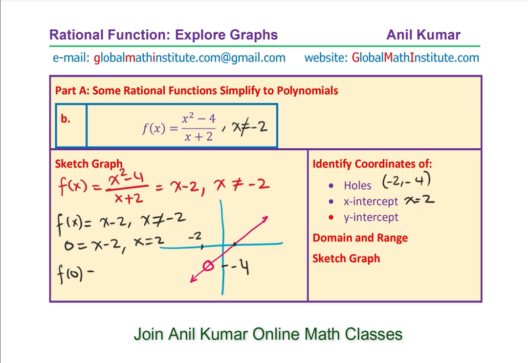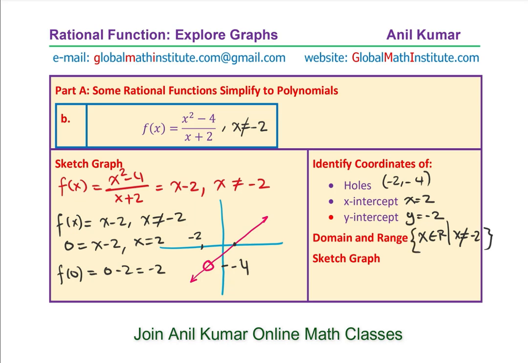Which is f of 0, right? So we get 0 minus 2, which is minus 2. So the y-intercept is at y equals minus 2. As far as the domain is concerned, we see that x belongs to real numbers. However, x is not equal to the hole position, which is minus 2. Makes sense, right?